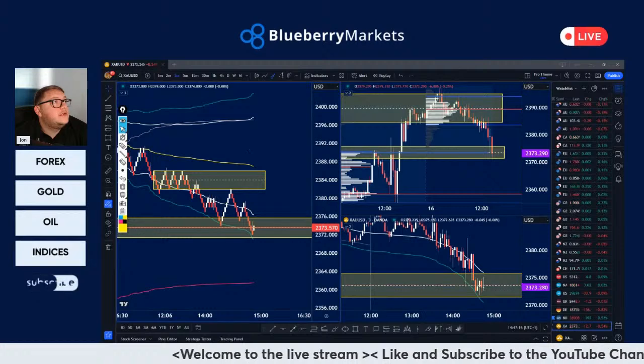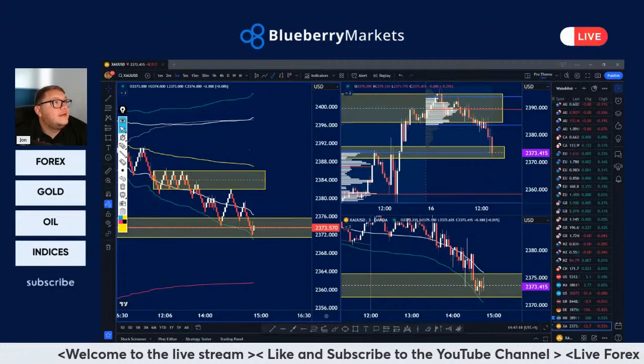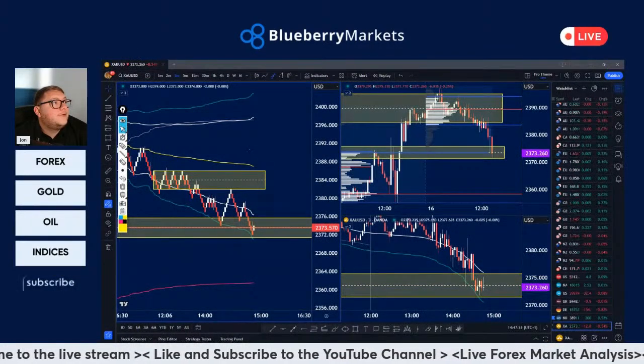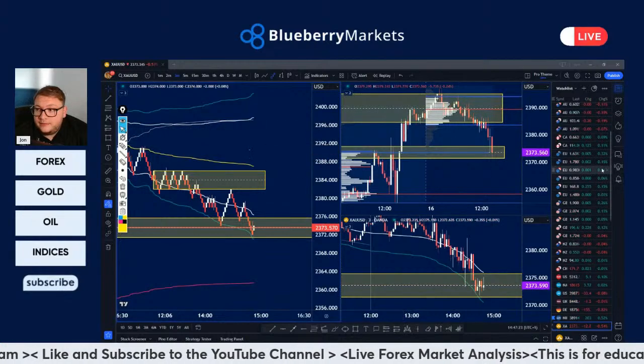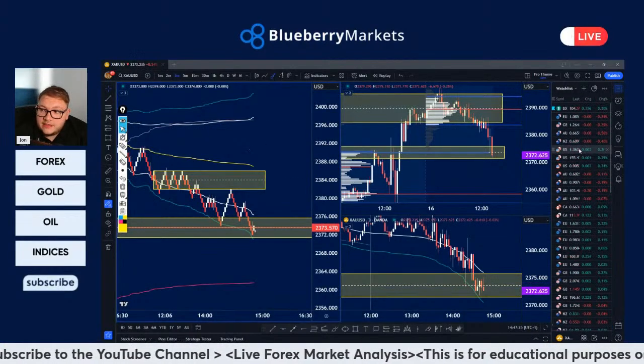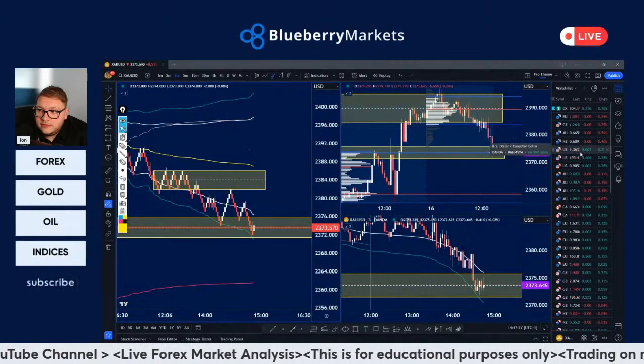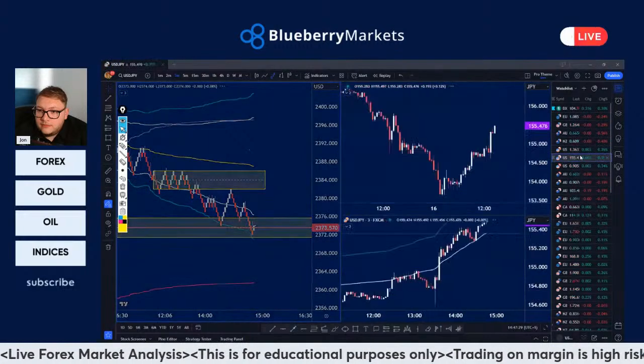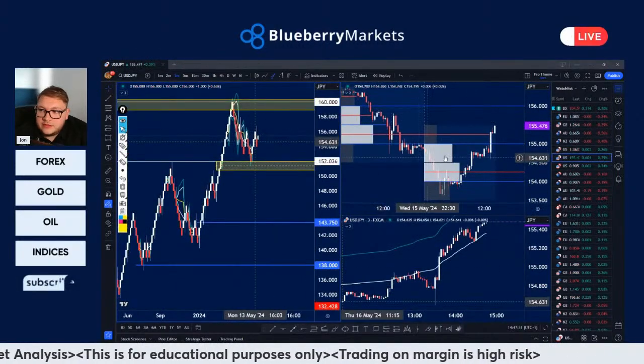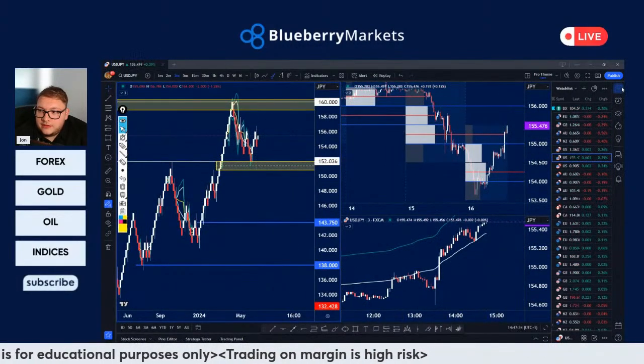Market movers. What is the biggest mover of the day? Apparently it's dollar yen. Dollar yen's the biggest move of the day, which makes sense. Volatility high in dollar yen. Starting to see a little bit of movement back to the upside here.